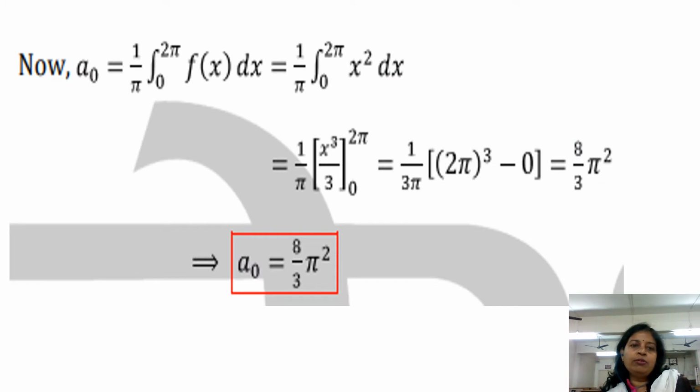Now to calculate a0, the integration of x² is x³/3, from 0 to 2π. We always put the upper limit first and then subtract the lower limit. On solving this, (2π)³ will give you 8π³/3, and 1/π will get cancelled with one π, and you will get π². So you get a0 = 8π²/3.